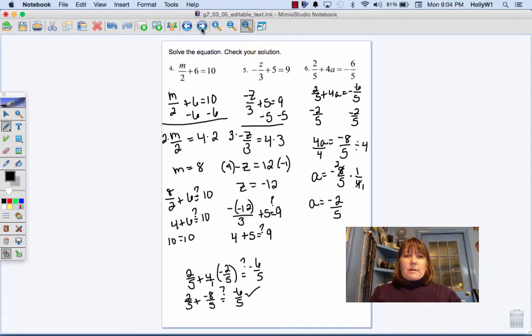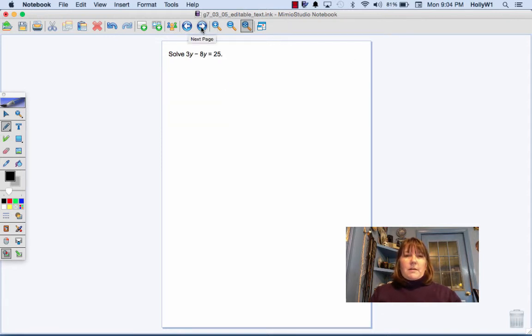All right, let's see what else we have. Okay, so this one is saying we need to simplify this before we can actually solve it. So we're going to solve 3y subtract 8y is equal to 25. Well, if we combine these like terms, we end up with negative 5y is equal to 25. And if we divide both sides by negative 5, y is equal to negative 5.